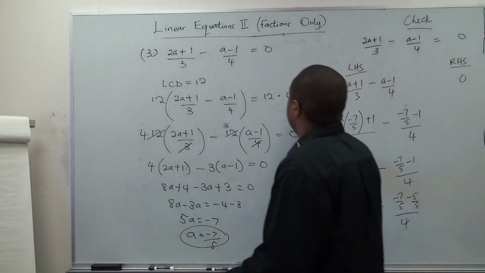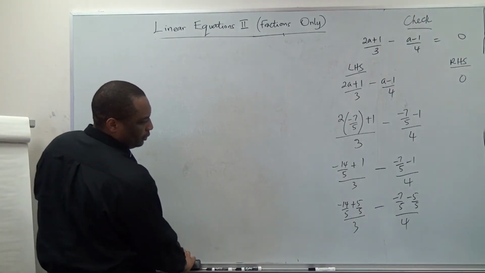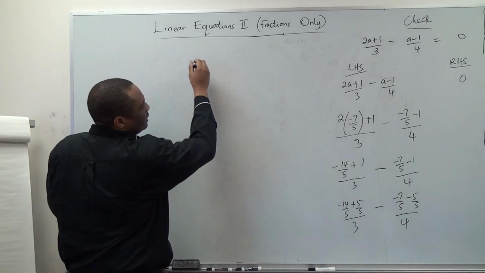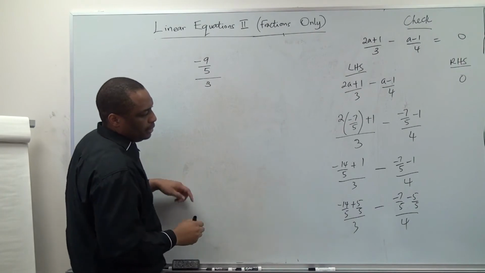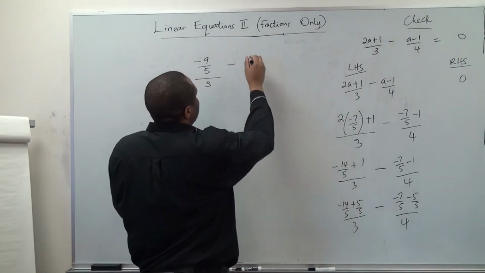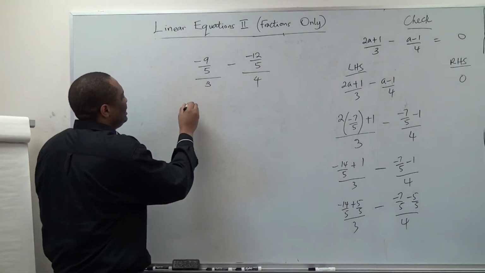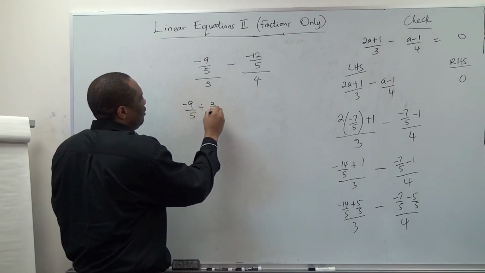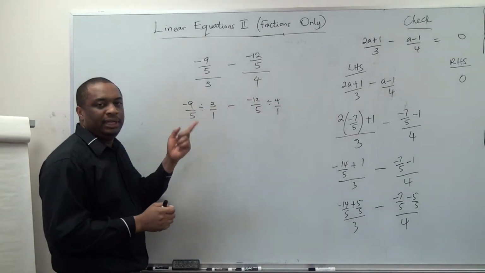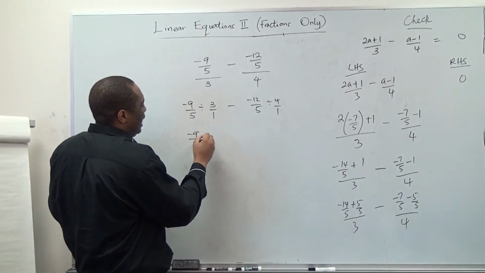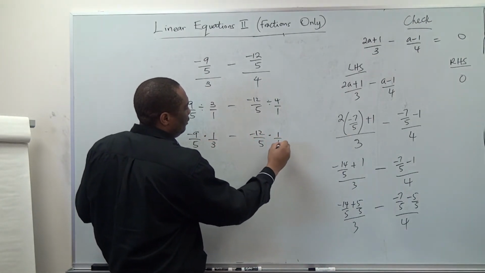Okay, I'm still working it out to make sure that it will give me 0, which is the right hand side. So negative 14 plus 5 gives us negative 9 over 5, right, over 3, minus negative 12 over 5 over 4. So this actually tells you this is negative 9 over 5 divided by 3 over 1 minus negative 12 over 5 divided by 4 over 1. Remember what you do in division. Negative 9 over 5 times 1 over 3. Negative 12 over 5 times 1 over 4.